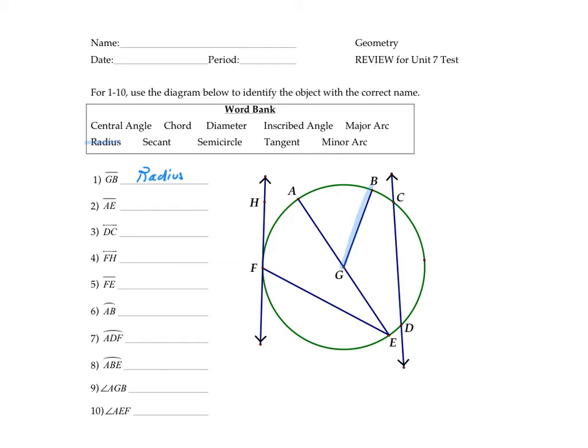For number 2, if we take a look at it, we are given line segment AE, and notice that AE has endpoints on the circle, and it goes right through the center of the circle. So that is a diameter.